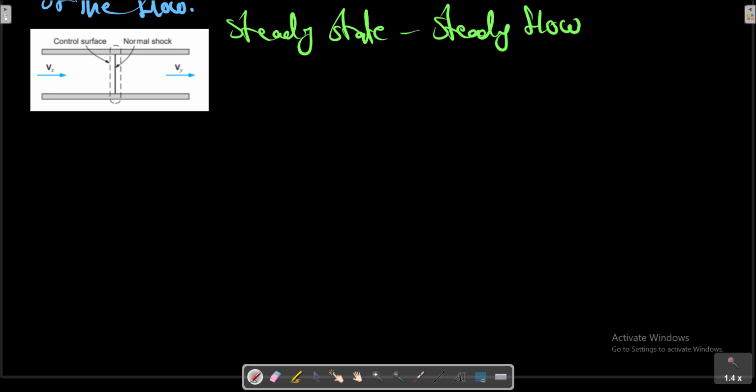With subscripts x and y denoting the conditions upstream and downstream of the shock respectively. Note that no heat or work crosses the control surface.